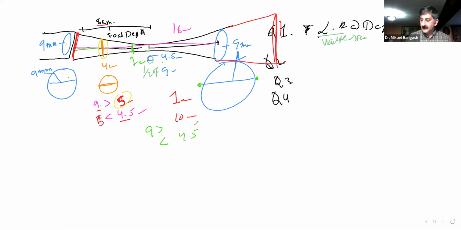Okay. And since we're not able to exactly say, that's why it's okay to say the best estimate. So it's the same options. So again, 5 millimeters is lesser than 9, but it's greater than 4.5. So 5 millimeters is your right answer here as well.